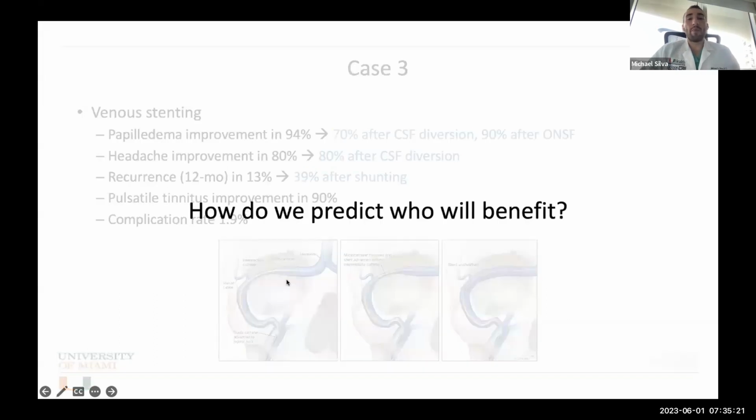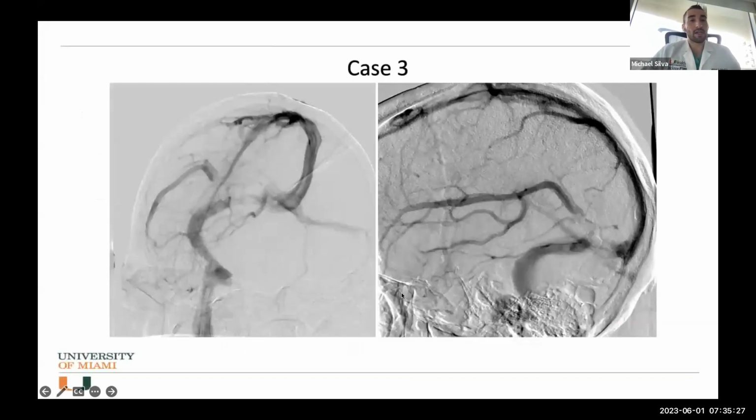So how do we predict who will benefit? This is where a lot of the research has been, and this is what most of our patient care is based off of. So this is back to the patient we talked about. These are oblique images of the sinuses to highlight the stenosis, which you can very clearly see on both images.